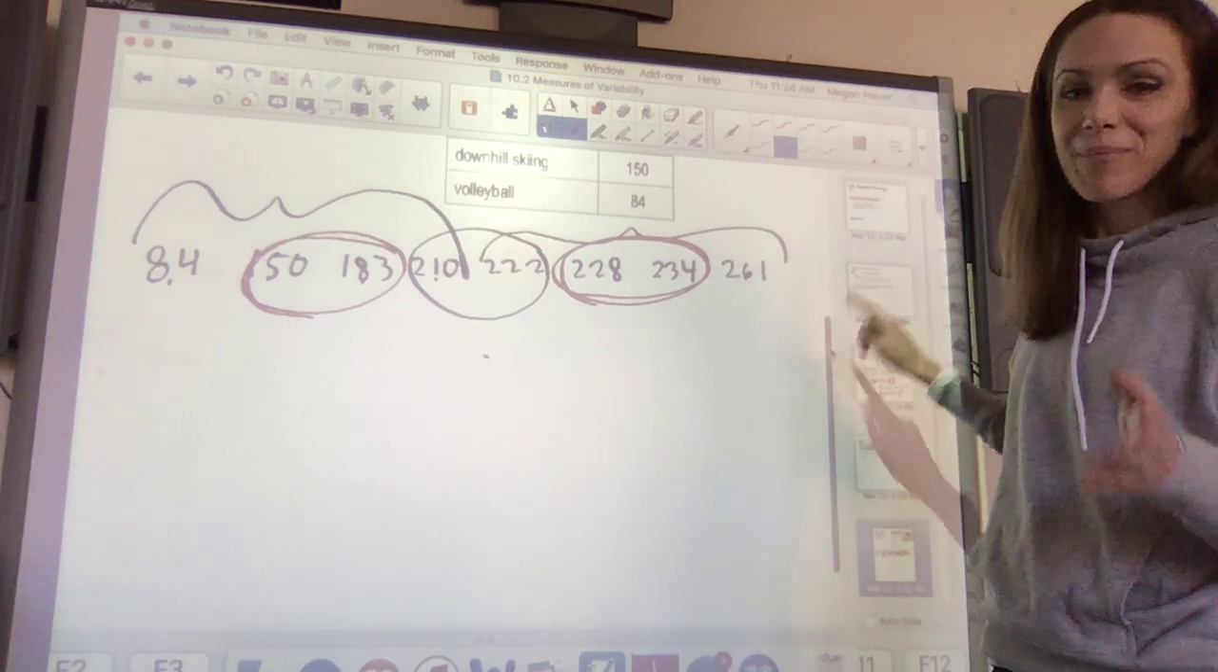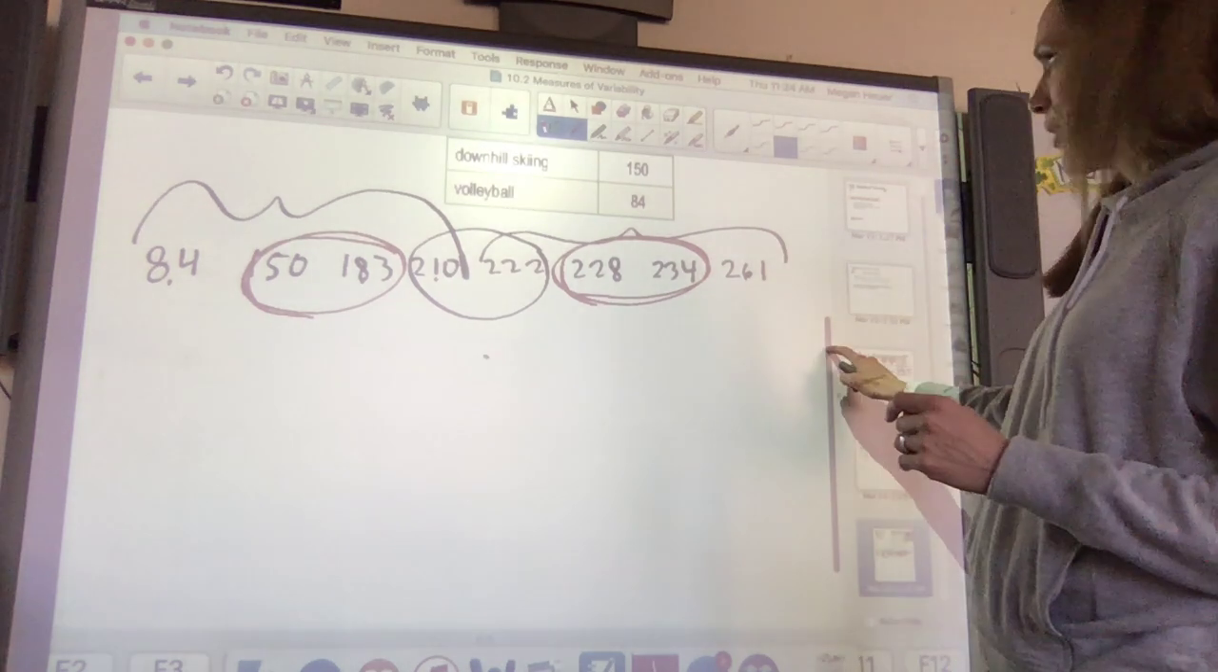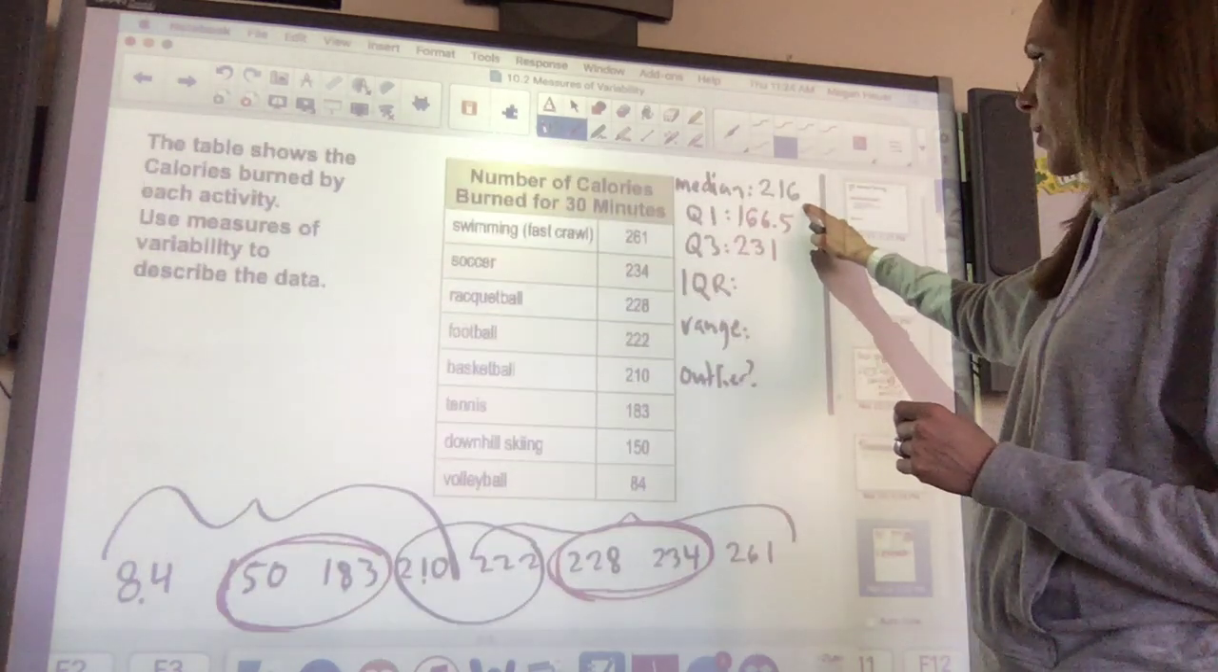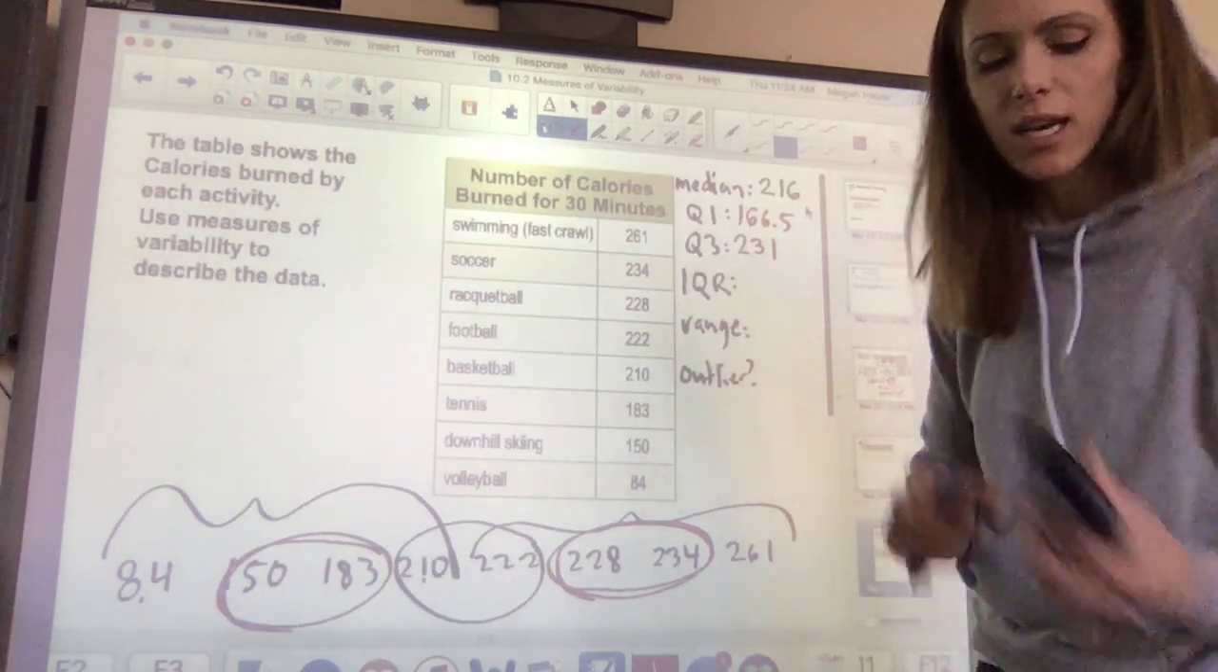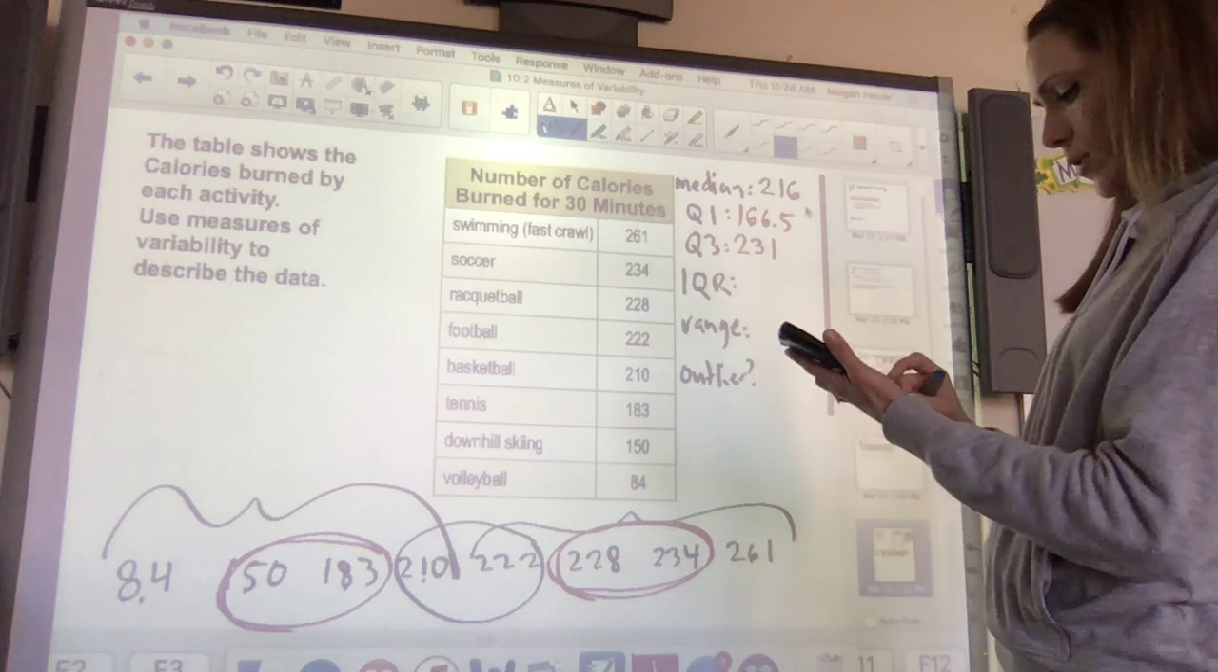This is a hard lesson, but remember, just push through it. So now, interquartile range. That's nice and easy. We're just going to do, hold on one sec.